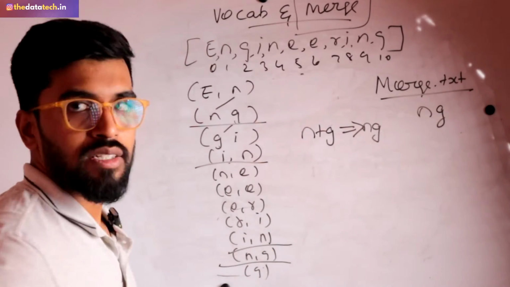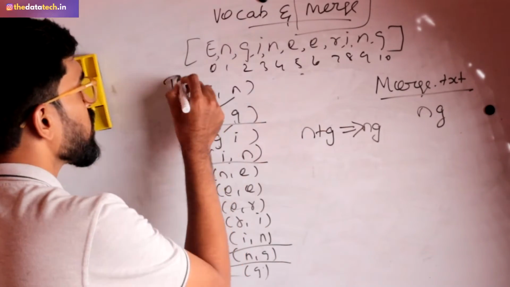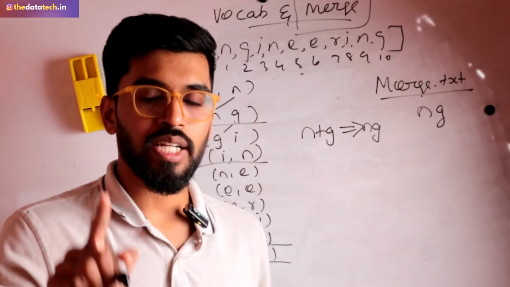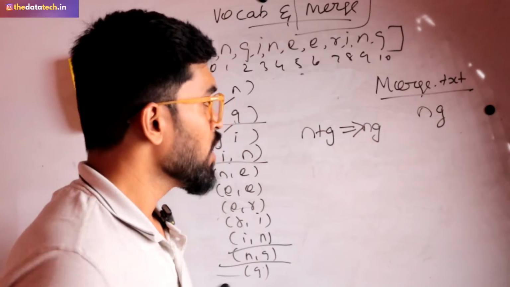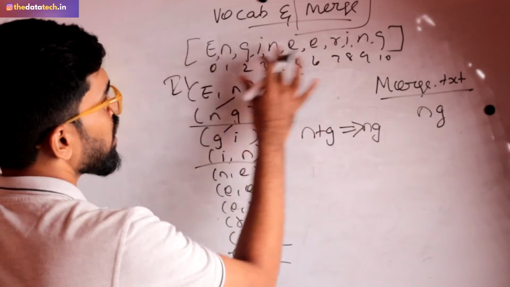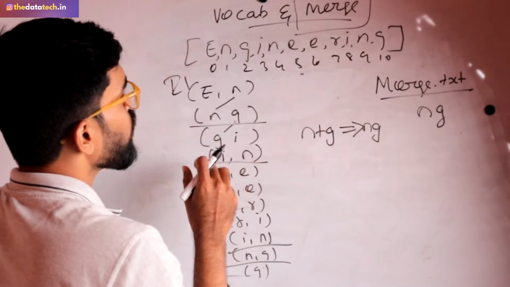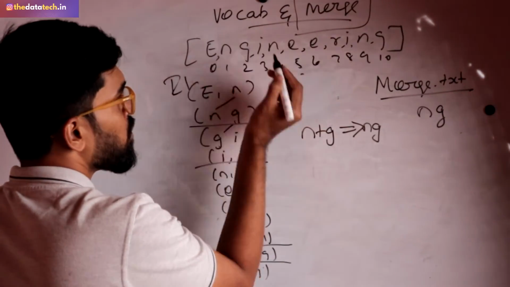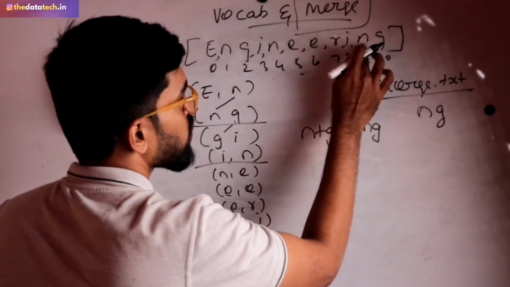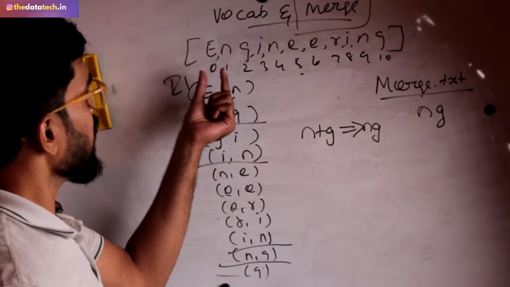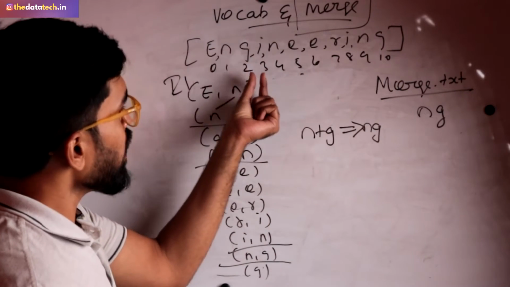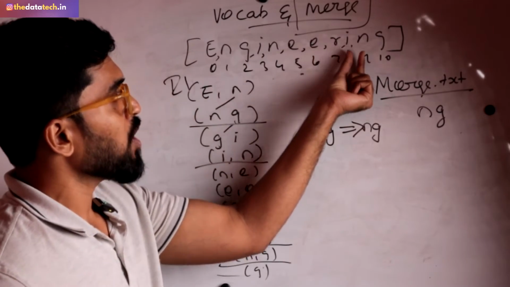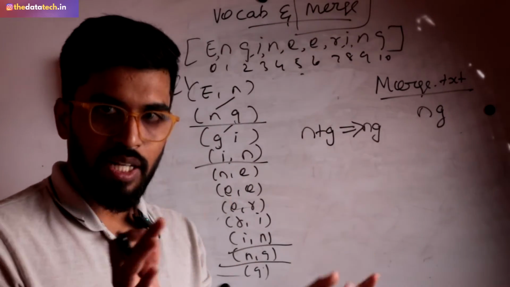Now what about IN? So IN will not be considered. So this is the first iteration. So in one iteration, it does only one merge. Okay. So now wherever it has this NG, it will merge it. So these two will now be merged and I'll remove that comma here. Now it's like E, NG and I, comma N, comma E, comma E, comma R, comma I, comma NG. There is no comma between N and G now.